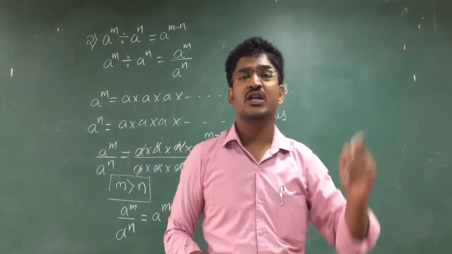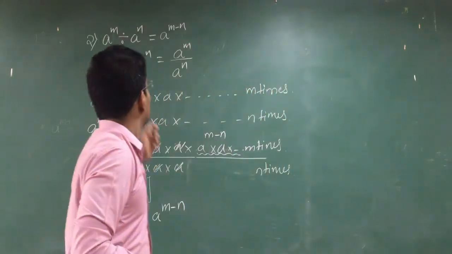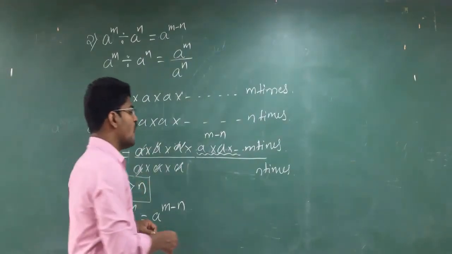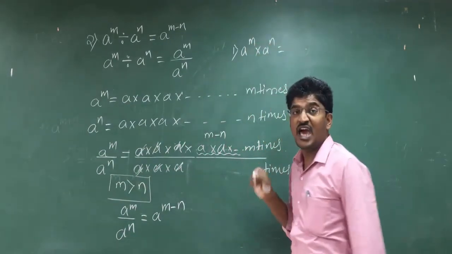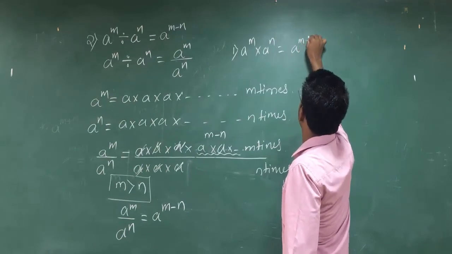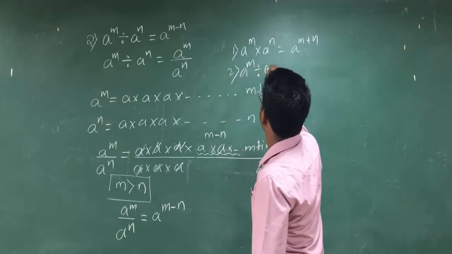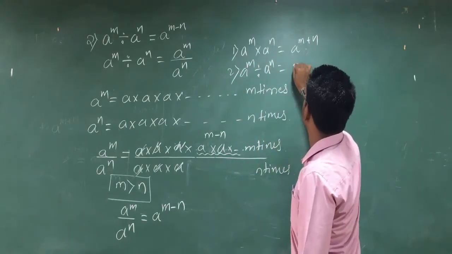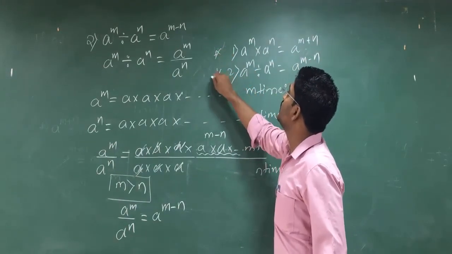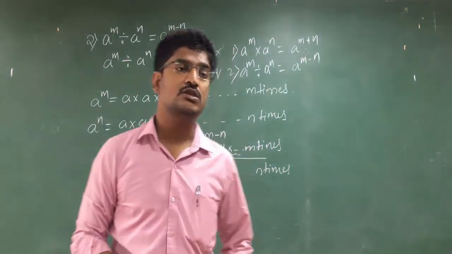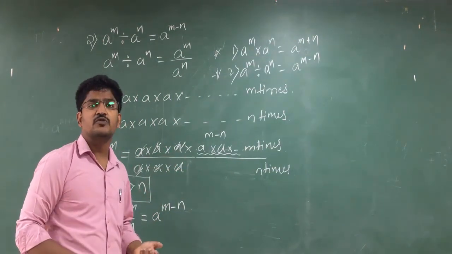So this is your second fundamental rule of indices. Clear? So the first one is a to the power of m multiplied with a to the power of n will be equal to a to the power of m plus n. And the second one is a to the power of m divided by a to the power of n will be equal to a to the power of m minus n. Clear? So these are the two fundamental rules of your indices. Clear? Okay. Next let us move to the third rule.